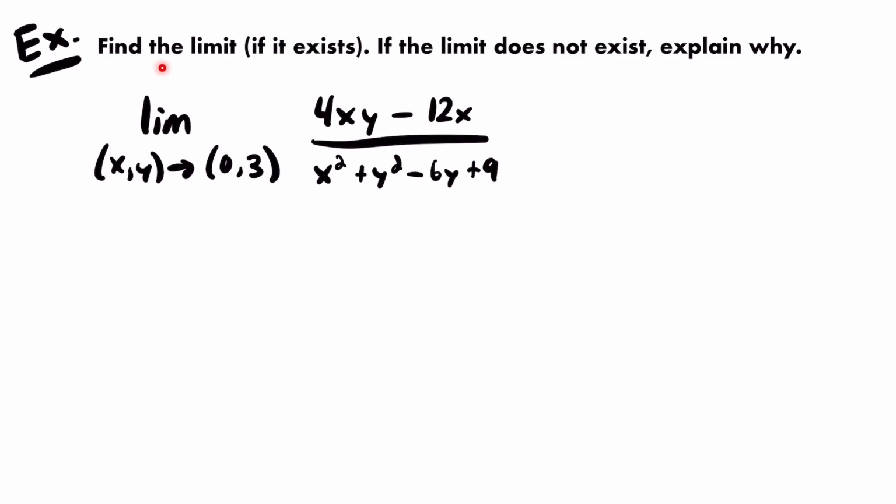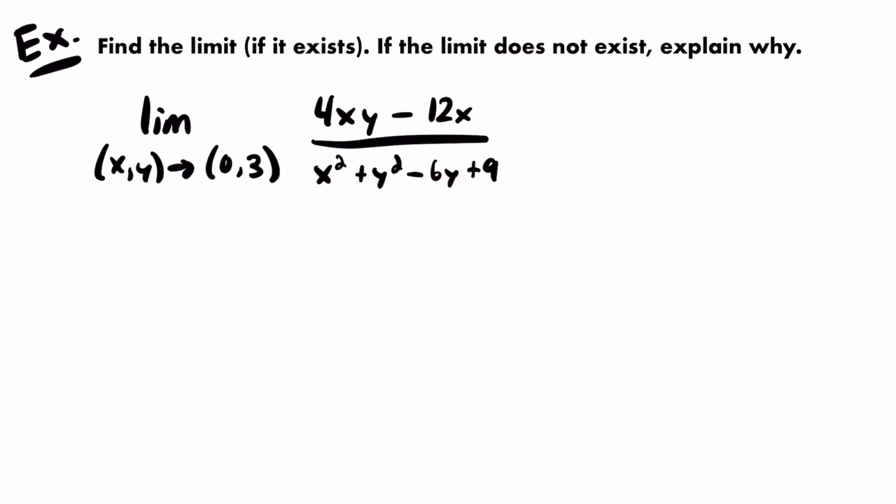Next up, we once again want to find the limit if it exists, and if the limit does not exist, explain why. And our limit this time is the limit as (x, y) approaches (0, 3) of the function (4xy minus 12x) divided by (x² plus y² minus 6y plus 9).